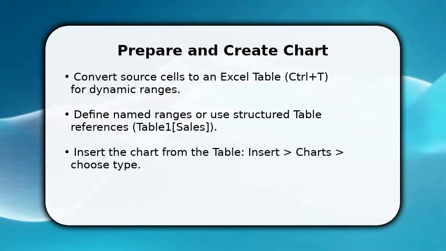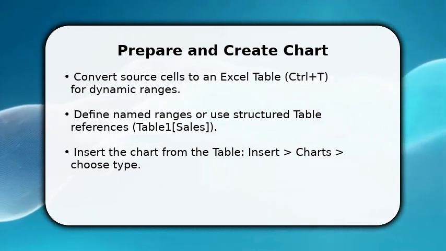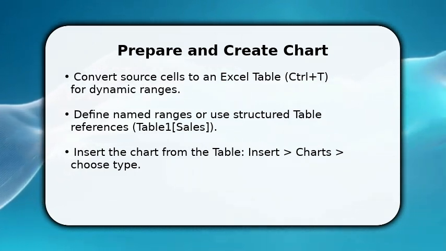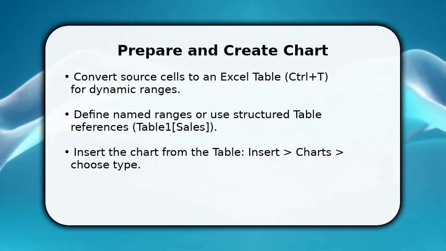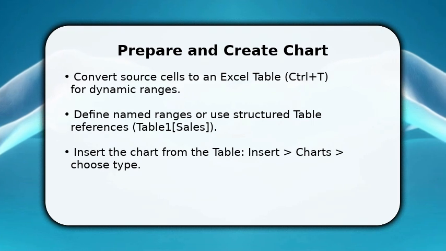Next, insert a chart directly from the table via Insert Charts and pick the appropriate type. Make sure headers are correct, so Excel assigns axis labels. By doing this early, you avoid manual range edits later, and keep the link dynamic as rows change.